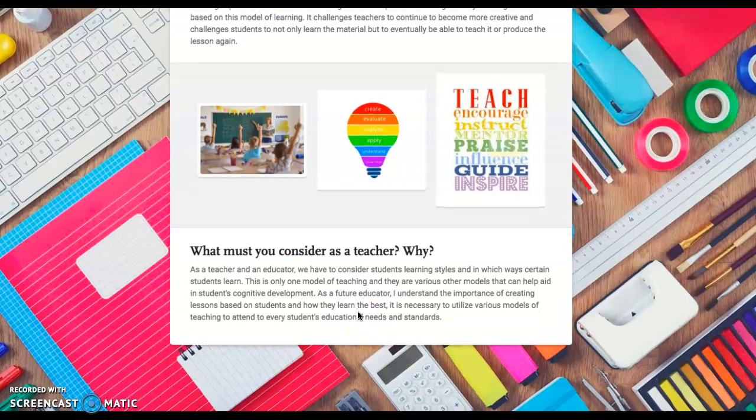What must you consider as a teacher, and why? As a teacher and as an educator, we have to consider students' learning styles, in which ways certain students learn. This is only one model of teaching, and there are various other models that can help aid in students' cognitive development. As a future educator, I understand the importance of creating lessons based on the students and how they learn the best. It is necessary to utilize various models of teaching to attend to every student's educational needs and standards.